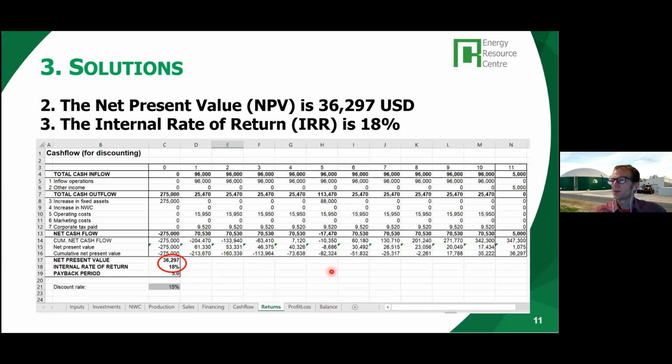Numbers 2 and 3, the net present value and the internal rate of return, and both are calculated in the returns sheet, which shows the calculation of the discounted cash flows using the discount rate that is defined in the input sheet. We arrive at a net present value of $36,297 and an internal rate of return of 18%. Those are the answers to questions 2 and 3.